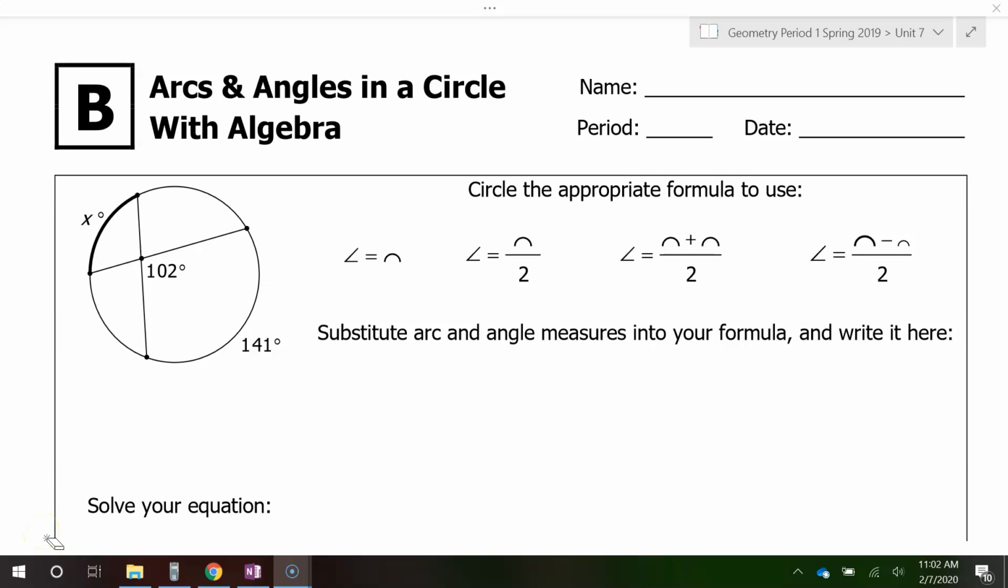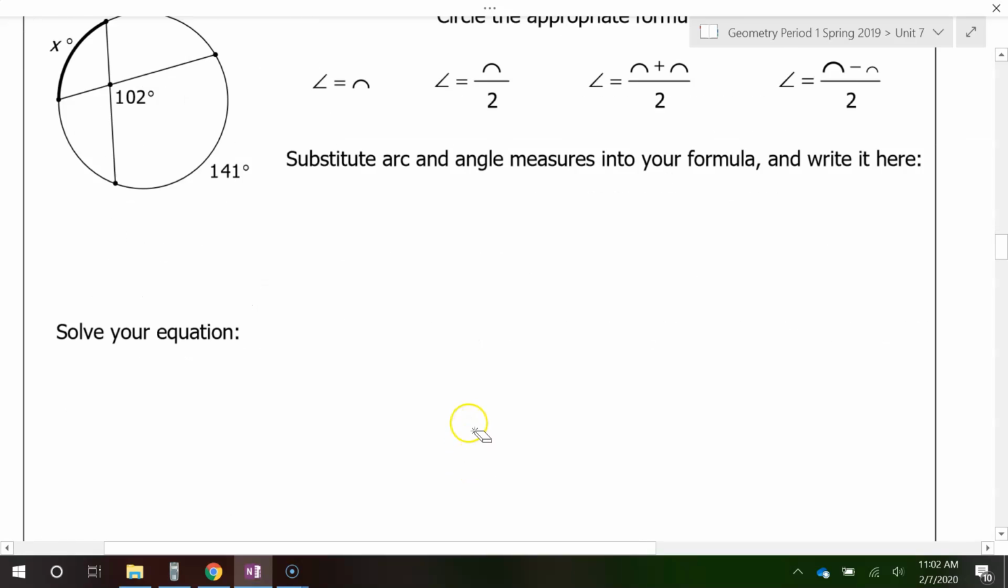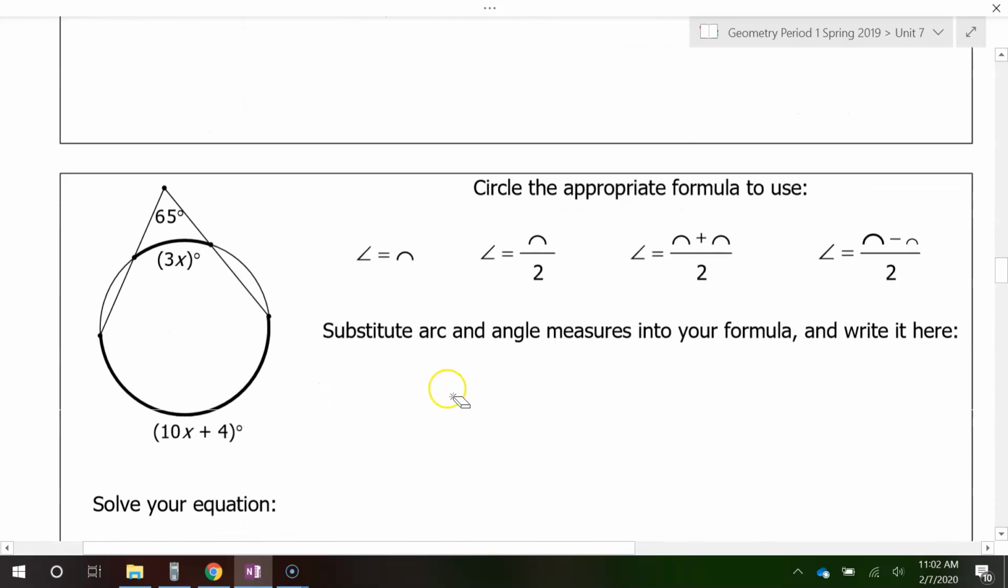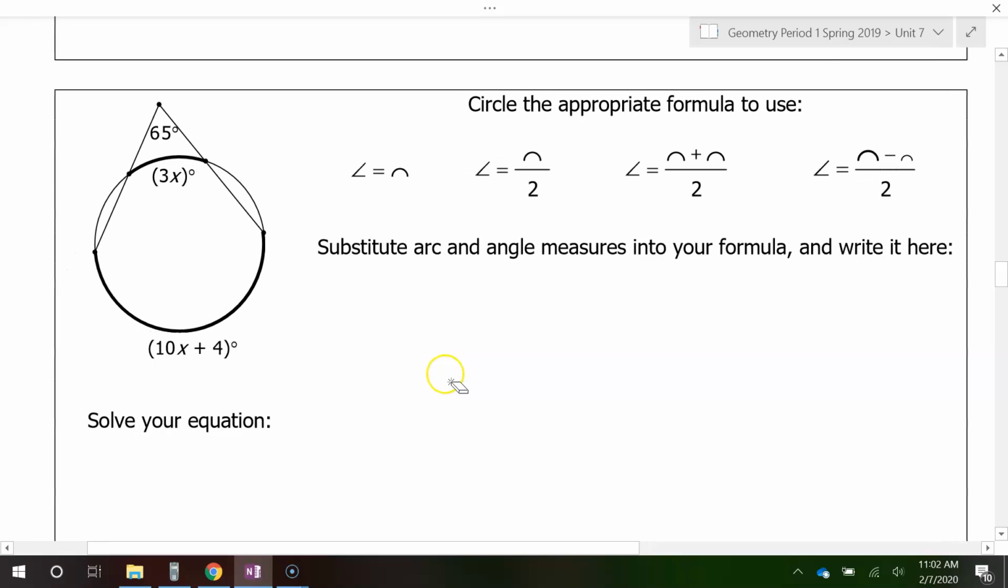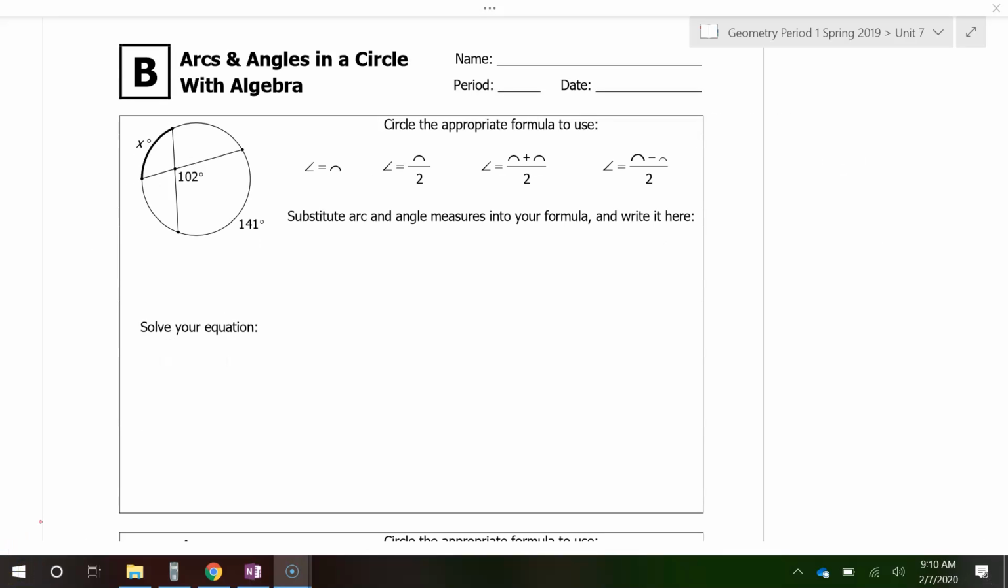In this video, we will continue to explore the relationship between arcs and angles in a circle. The difference between this video and my previous video is that this time around there will be more algebra involved. Okay, let's see. So we are supposed to find x.